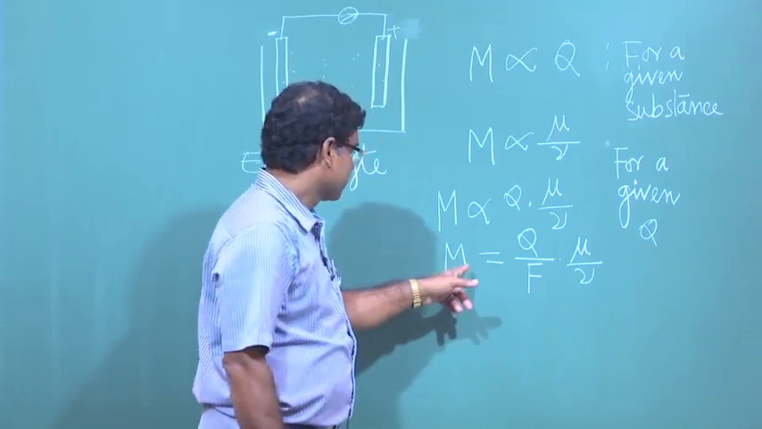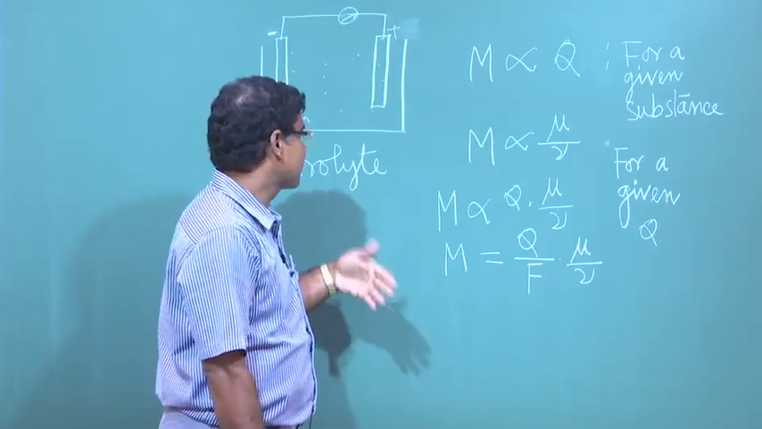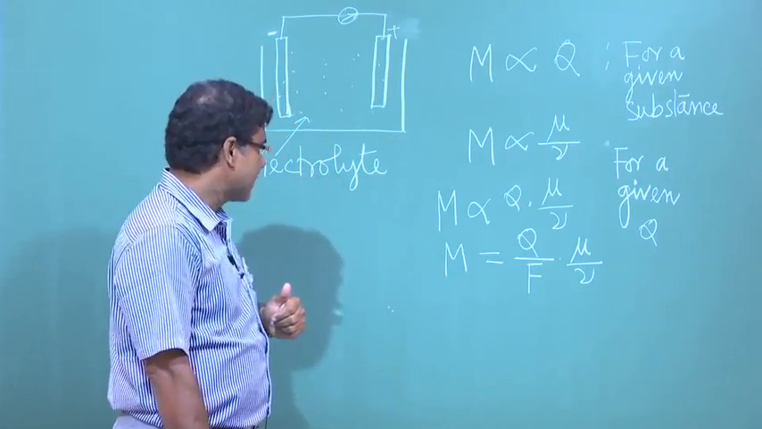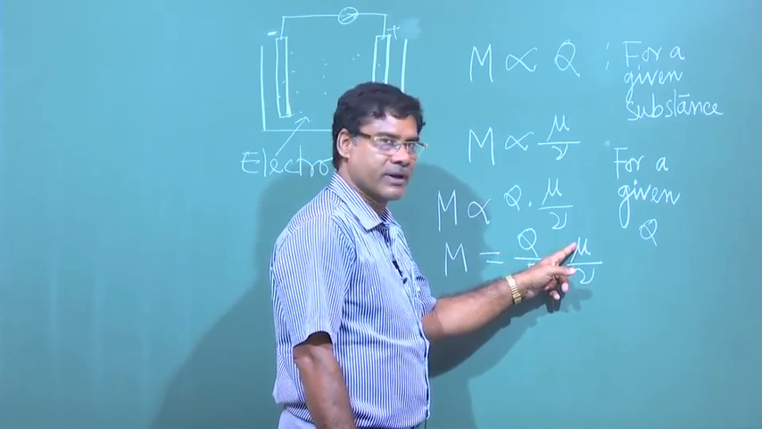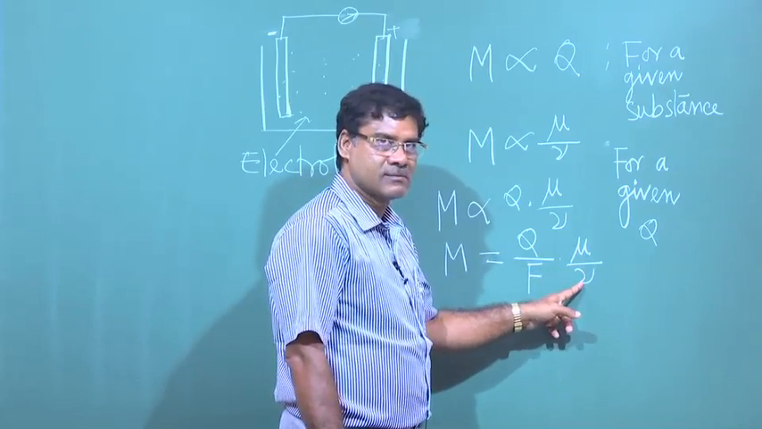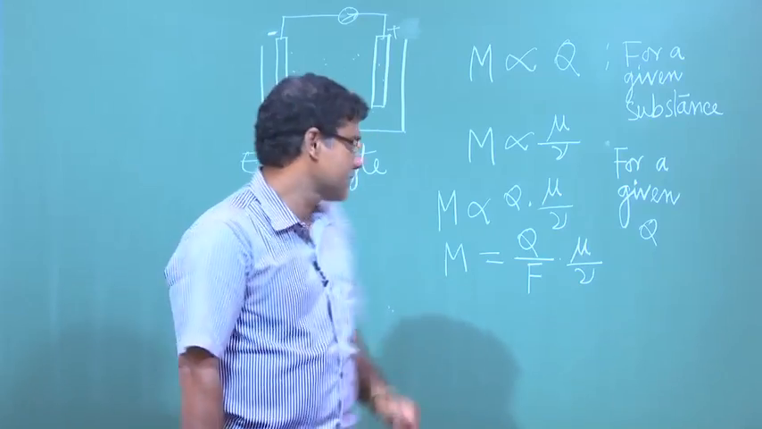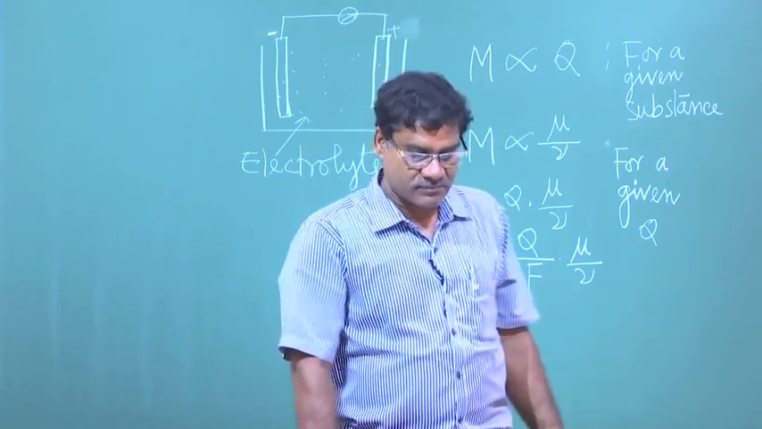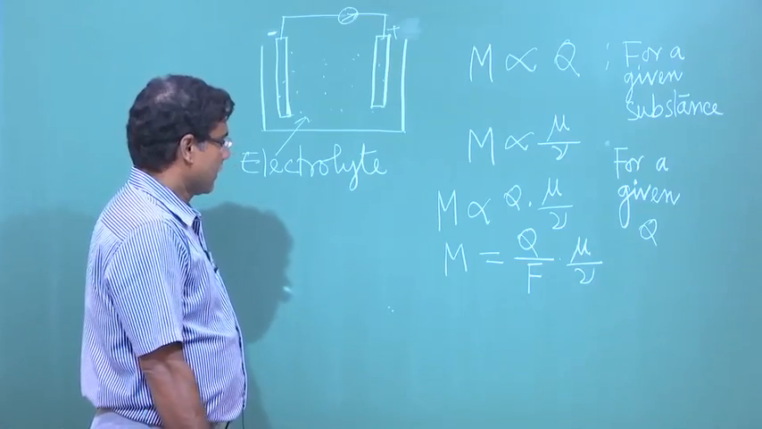So, the mass deposited on the electrode or liberated during the electrolysis depends on the atomic weight, valency, and amount of charge passed through the electrolyte. So, that's basically Faraday's laws of electrolysis.